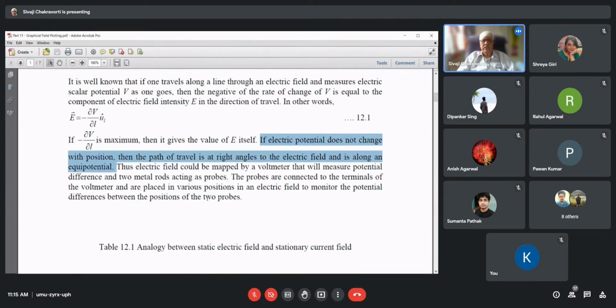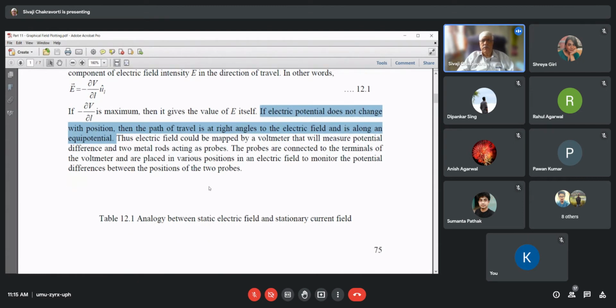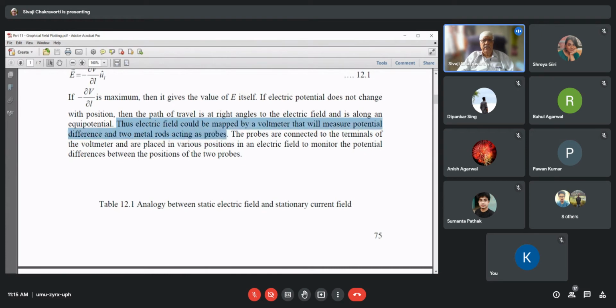And there is an interesting observation. If the electric potential does not change with position, that means as we are moving and measuring the potential, the potential doesn't change, then the path of travel becomes equipotential and it will naturally be at right angles to the electric field. And this gives rise to the option that the electric field can be mapped by a voltmeter that will measure the potential difference and two probes, which can be as simple as two metal rods.